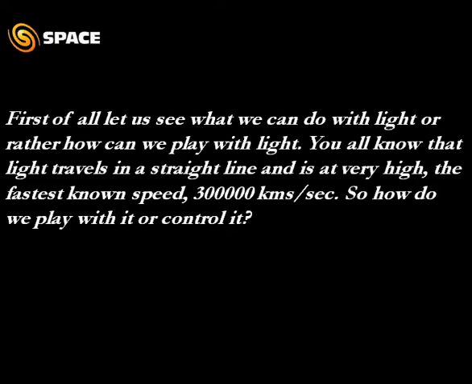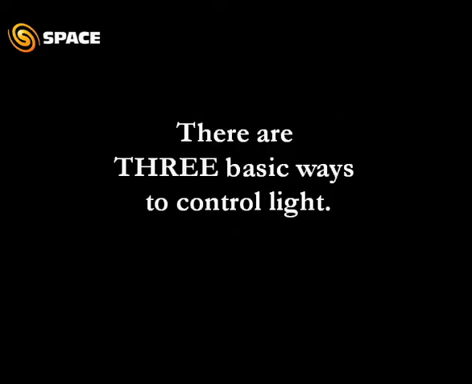So we all know that light travels at the speed of 3 lakh kilometers per second, and it always travels in a straight line. But then how do we control it? Just like if there's a kid on the block and he is hyperactive, how do we control him or her to do the work? That's what we are going to do with the light. There are three basic ways to control the light.